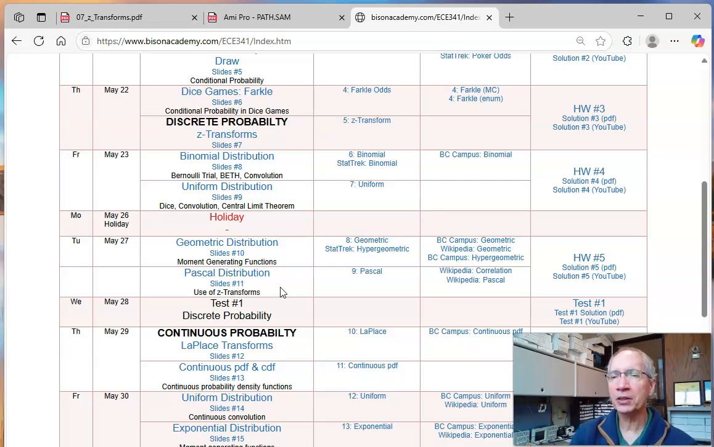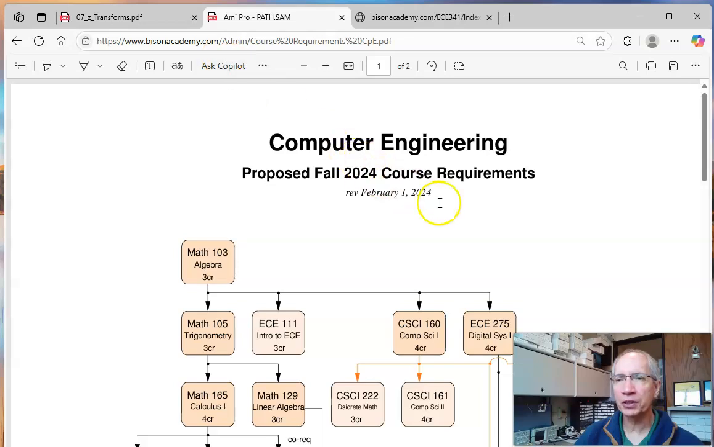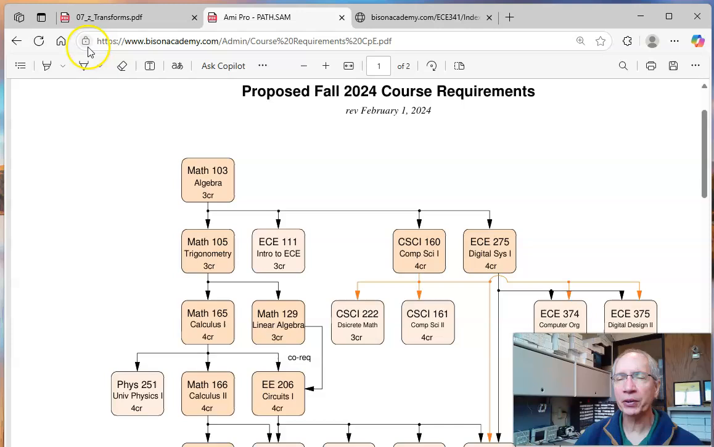To analyze these, we need mathematics that can handle discrete events. That's Z-transforms. So we're going to be looking at Z-transforms for the next 5 or 6 lectures. Now, Z-transforms are used in several courses. These are the courses you need to graduate in electrical computer engineering.